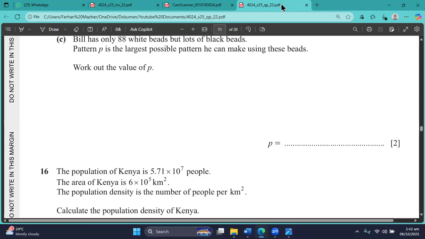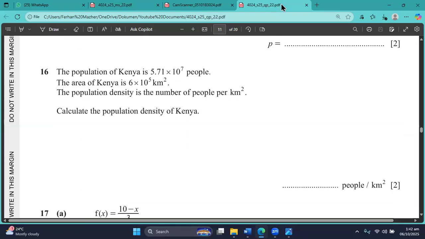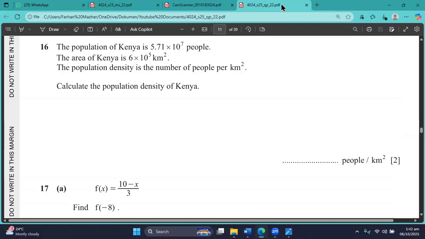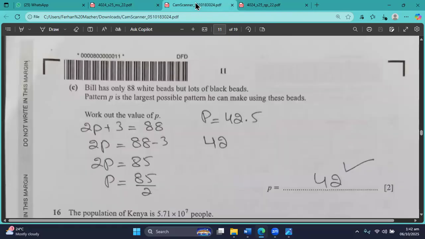Okay, now we are on question number 16. It says the population of Kenya is 5.71 × 10^7 people. The area of Kenya is 6 × 10^5 square kilometers. The population density is the number of people per square kilometer. Calculate the population density of Kenya. So population divided by the area, and you just have to give the population density there.